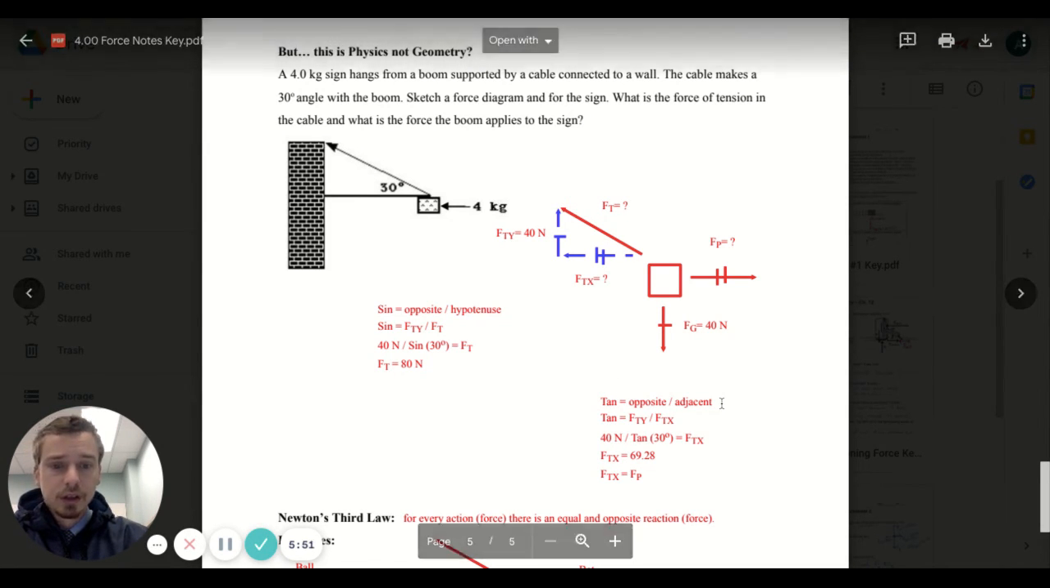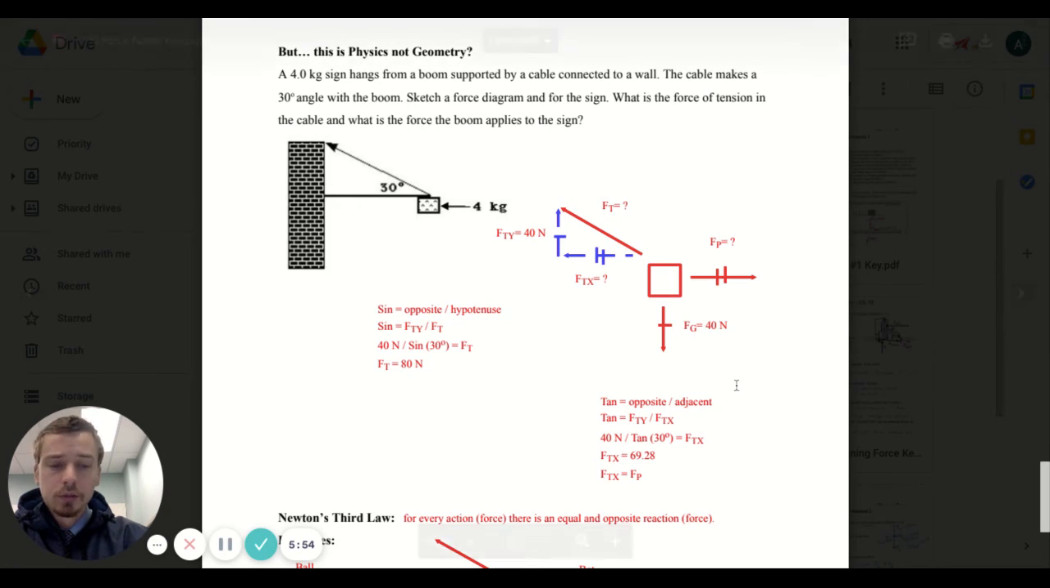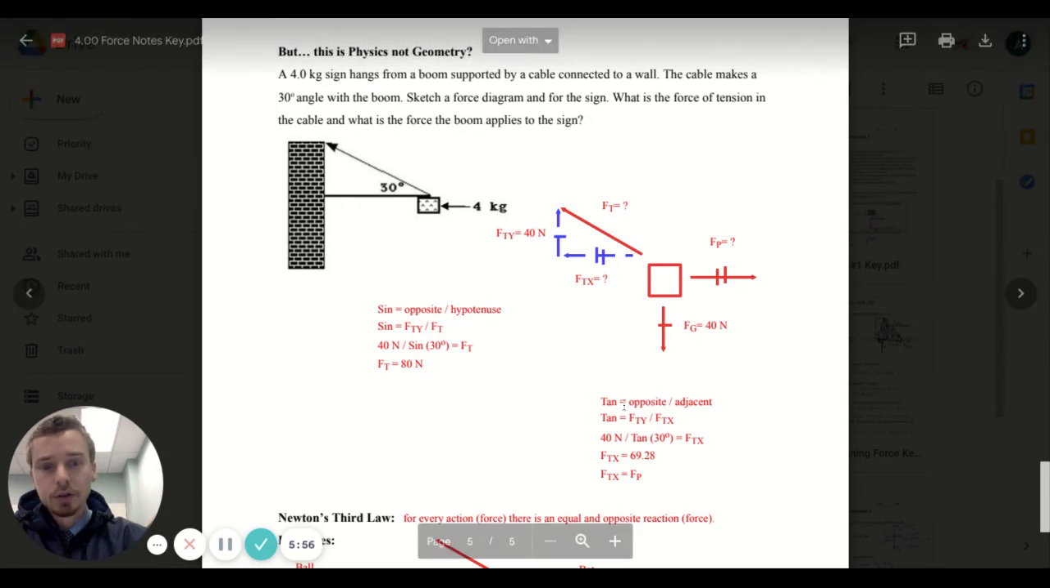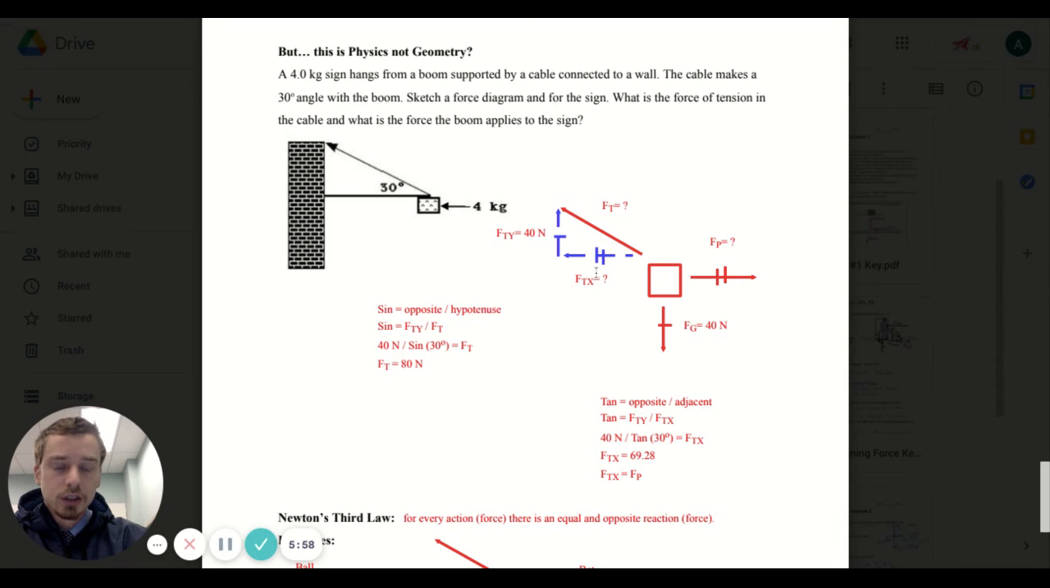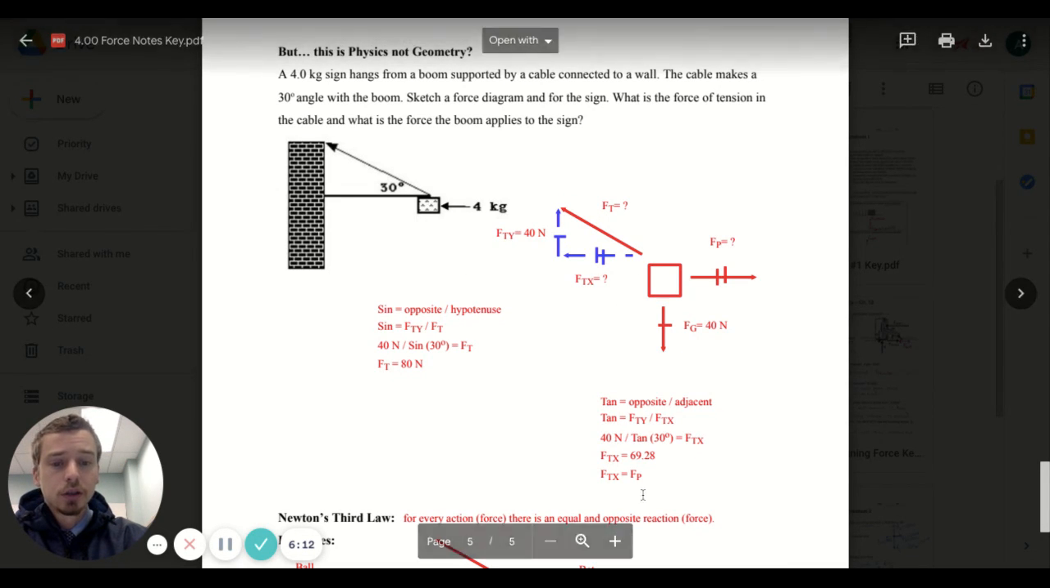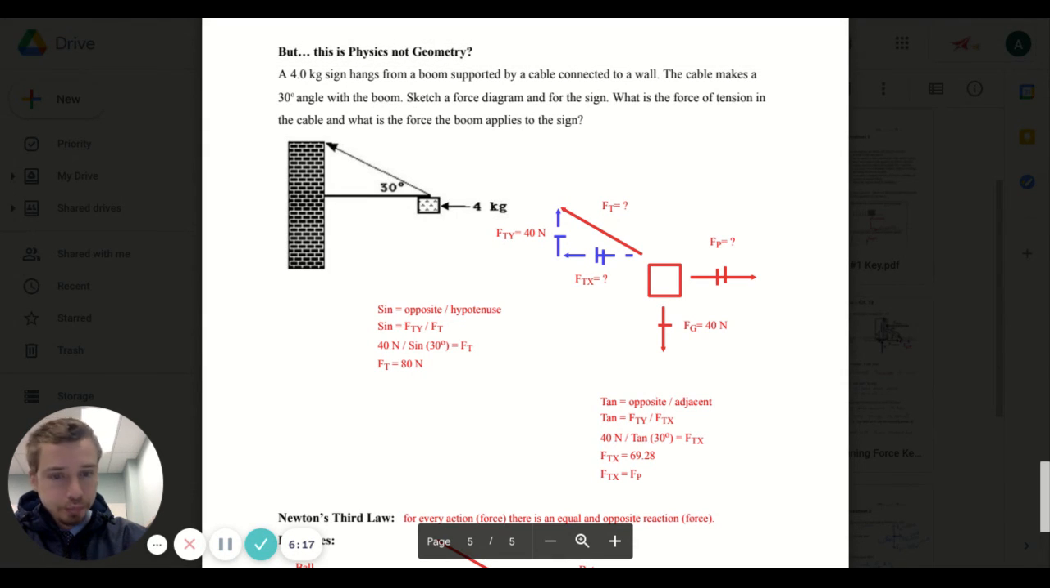So now we're going to go down here. I chose to do tangent. So tangent is the opposite over the adjacent. Rearrange that to get the tangent of 30, force tension in the y direction divided by the tangent of 30 should give me the force tension that's pulling it in the x direction. You plug that into your calculator, 40 newtons divided by the tangent of 30. You should get the force tension in the x direction is 69.28 newtons.